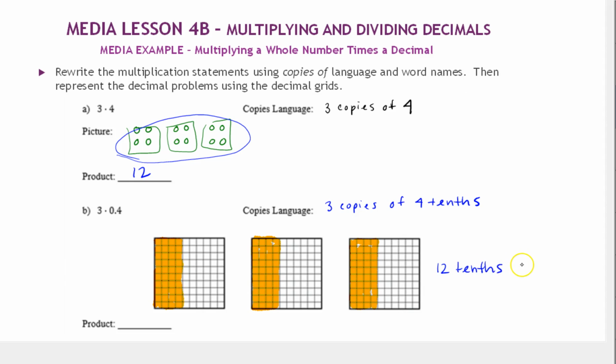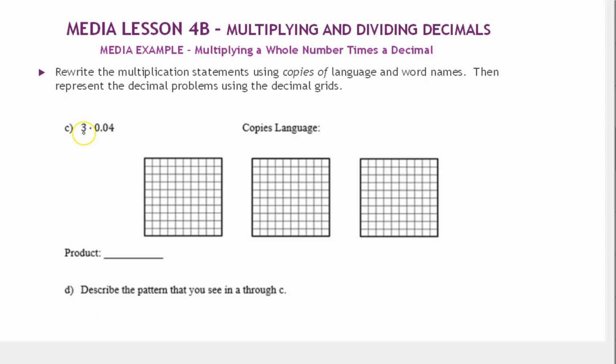Now remember, we thought of a couple of ways to think about this. 12 tenths is 12 over 10, and as a decimal, we would write that as 1.2. Okay, so you could think about if we put these 4 into the first one and 2 of these into the first one, we'd have 1 whole, and we'd have 2 tenths left over. So 3 times 4/10 is 1 and 2 tenths.